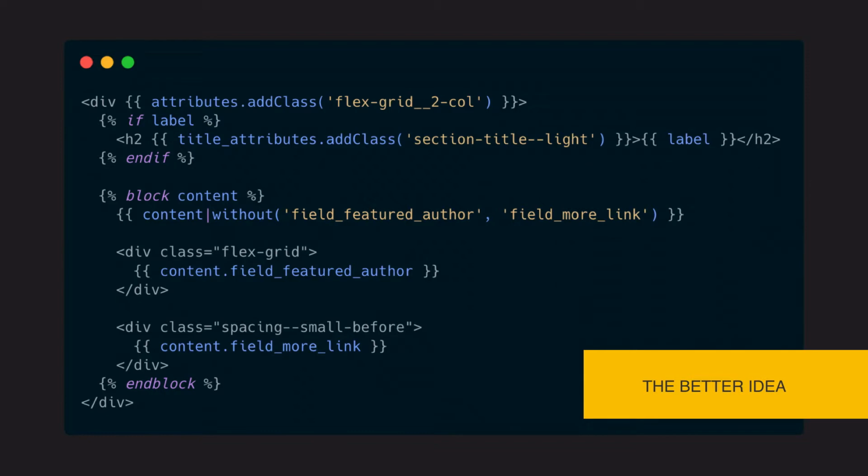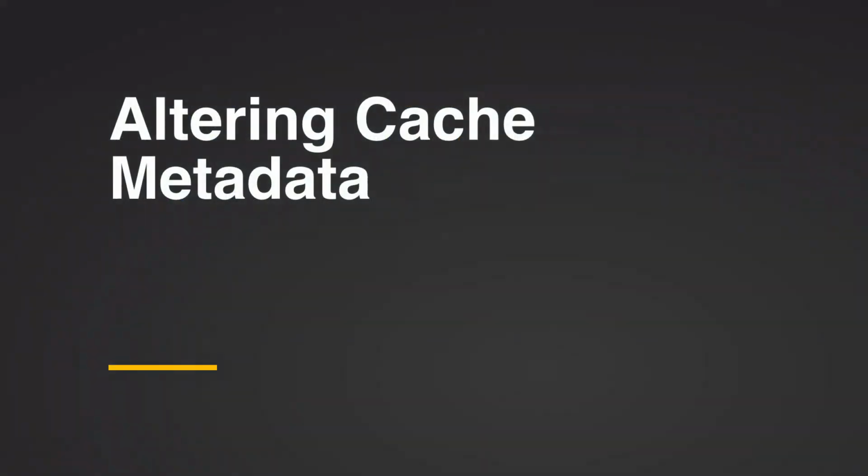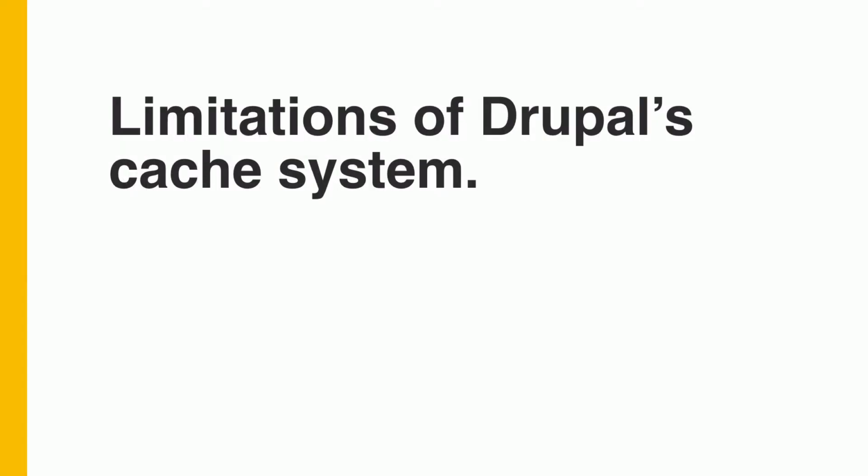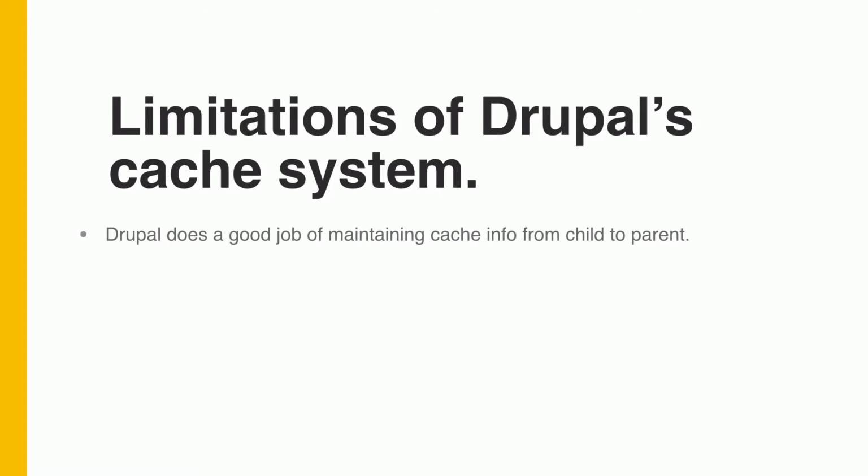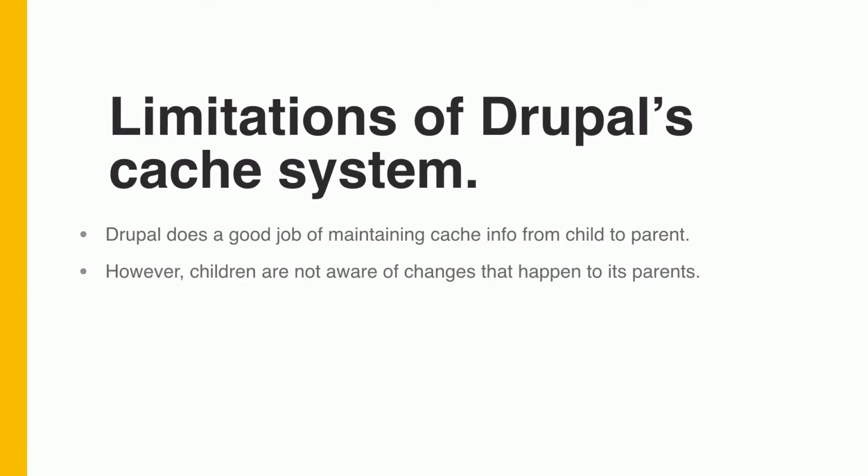Now, we'll go into kind of an interesting example for a project that I'm currently working on. And how do we start altering or manipulating the cache metadata to handle edge cases? To do that, we'll talk about a little bit of the limits of Drupal's cache system. We've talked a lot about the bubbling and the relationships and how Drupal does a really good job of maintaining that information from child to parent. All of that information sort of bubbles up. What it can't do is make sure that children are aware of things that happen to its parents, which now that I've said it out loud feels like it's something that could be applicable in a lot of contexts.